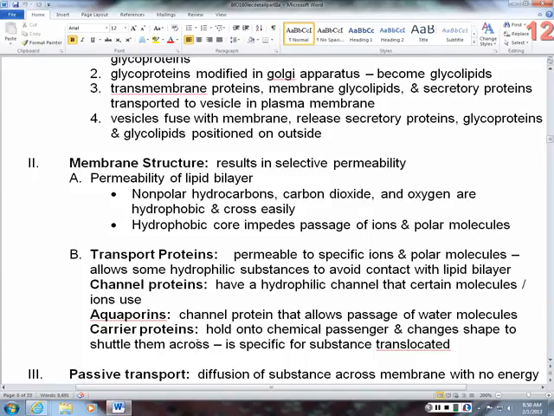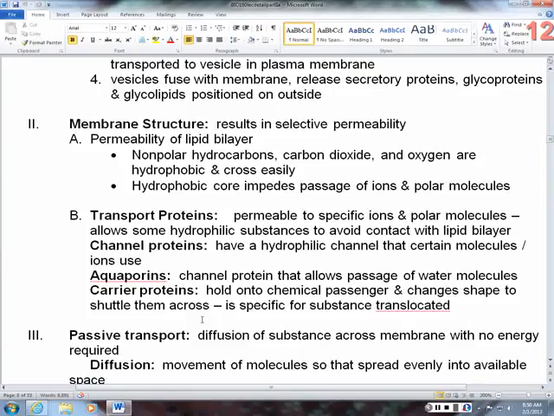So what results in this selective permeability is having both the nonpolar and polar molecules in there. Your nonpolar things that are going to be permeable to the lipid bilayer itself are nonpolar hydrocarbons. They have to be really small. So things like carbon dioxide and oxygen are actually hydrophobic. They're polar, but they're really small and can get through. Cholesterol can get through this because of its shape. But otherwise, it's got to be really small, nonpolar things to get through there.